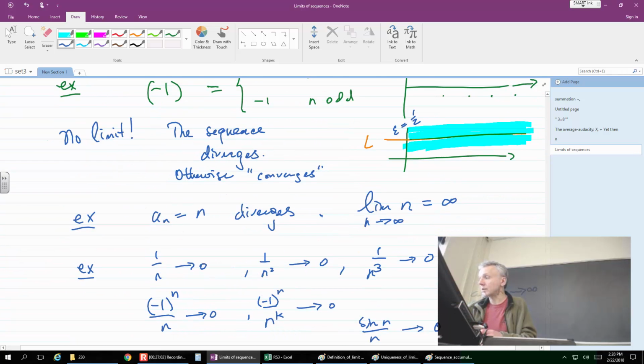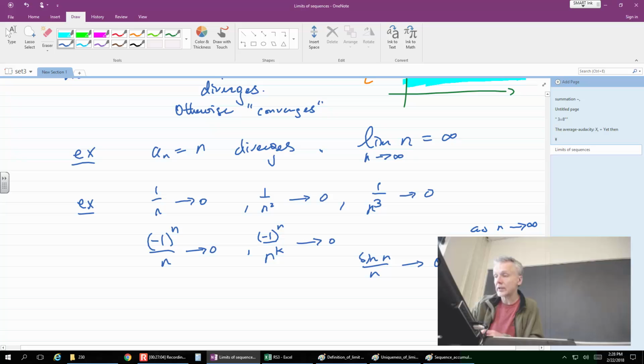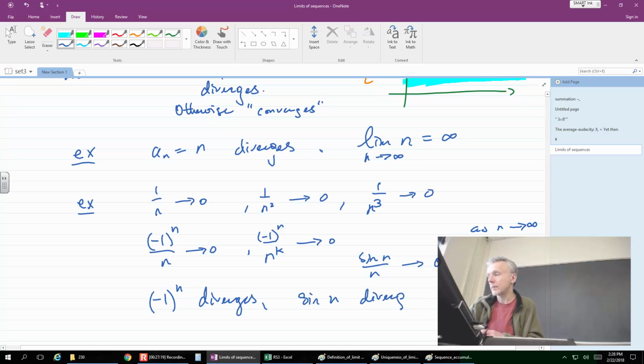So then there is a bunch of divergent sequences. So (-1)^n diverges. What else? Sine n diverges, and so on. You can think 2^n diverges. Many examples where just knowing how these functions operate will tell you convergence and divergence.